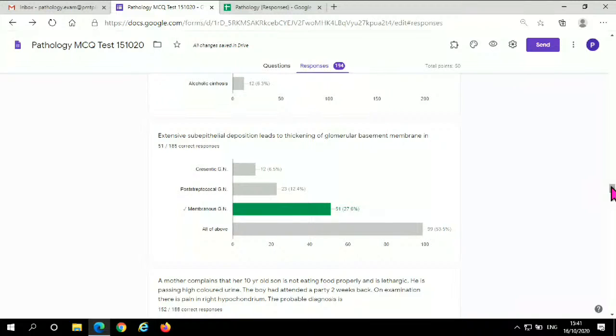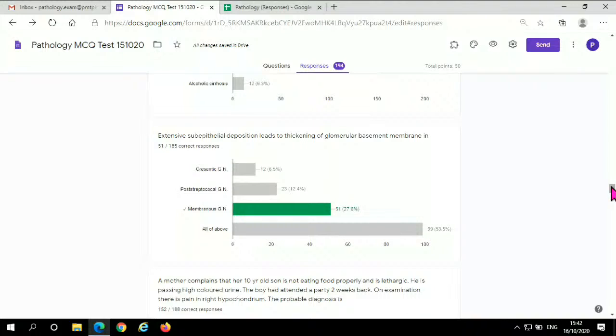Extensive subepithelial deposition leads to thickening of glomerular basement membrane in membranous glomerulonephritis. Not all of the above. So crescentic glomerulonephritis, basically that irritation is occurring near the parietal epithelial cells. So it is the urinary space where the irritation and inflammation occurs, mainly because of the fibrin reaching the urinary space, and then these parietal epithelial cells will be activated along with the macrophages. This will form a crescent, and therefore crescentic glomerulonephritis is not the correct answer.